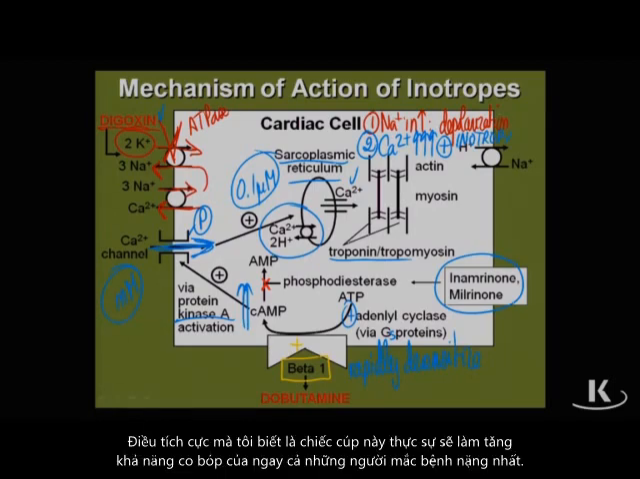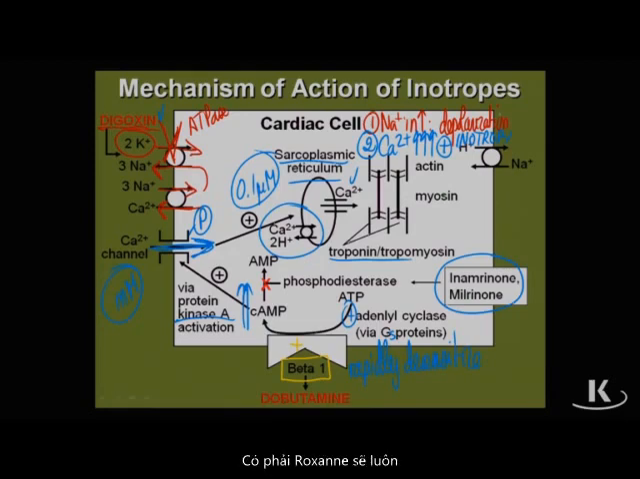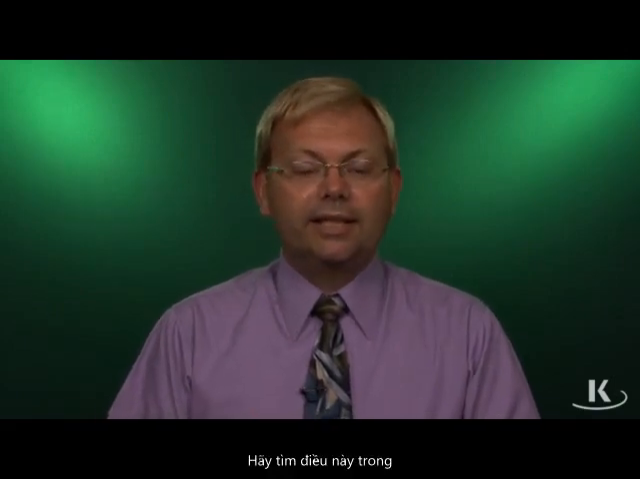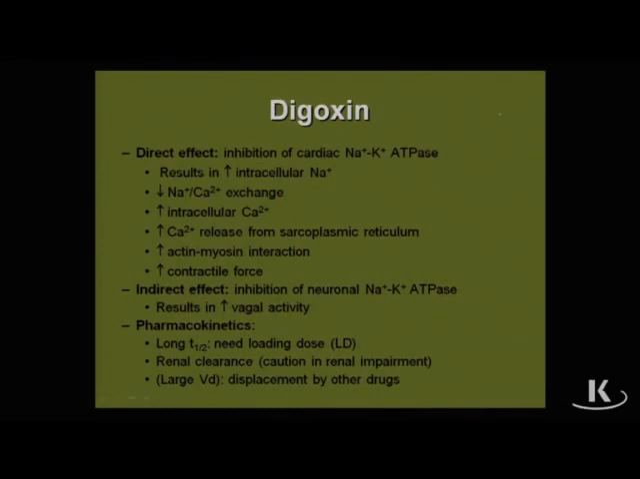It is this positive inotropy that will actually increase contractility of even the most diseased heart muscle. Digoxin will always increase contractility of a heart, and digoxin has remained literally one of the best drugs we have to increase contractility. Let's find this in our text. Digoxin is said to have two types of pharmacology.